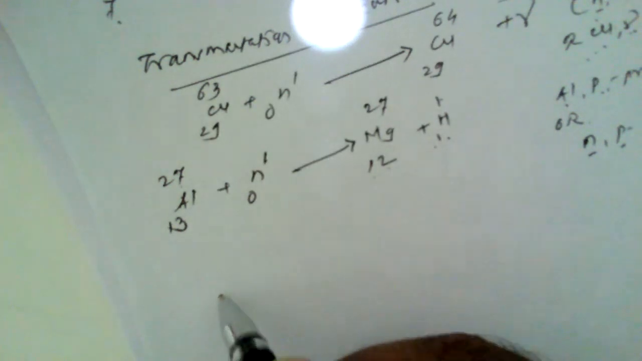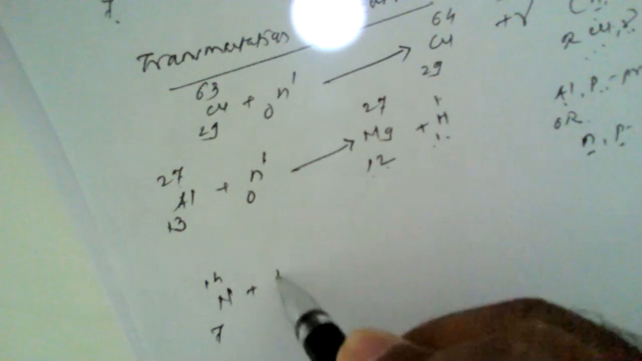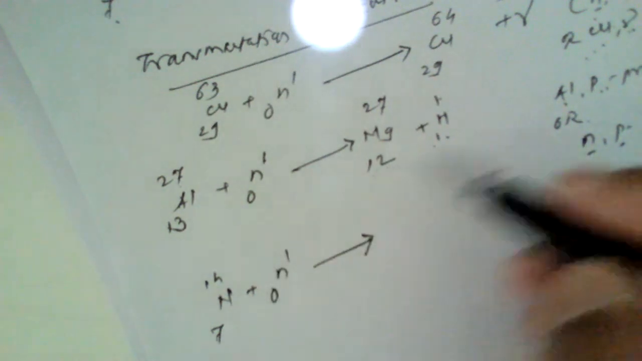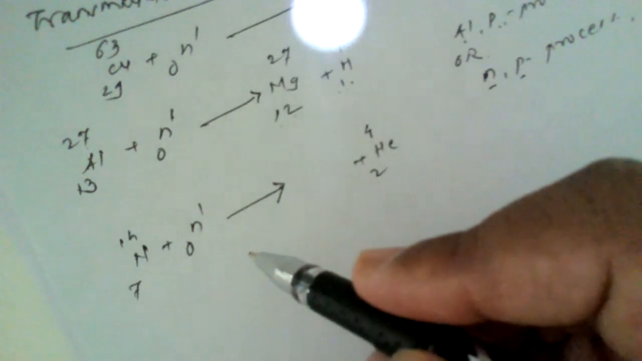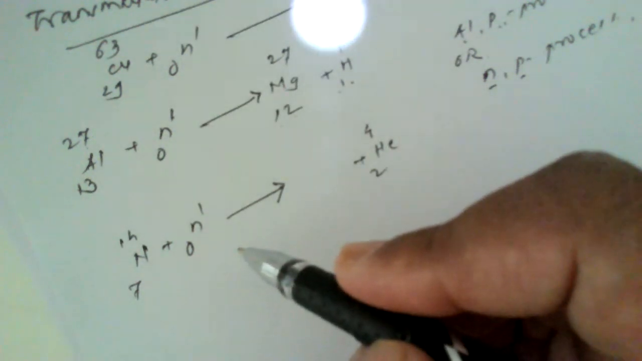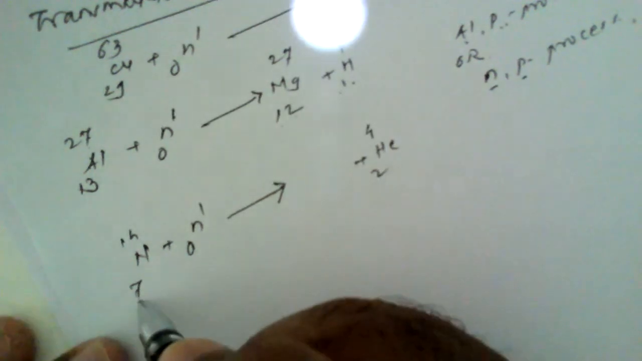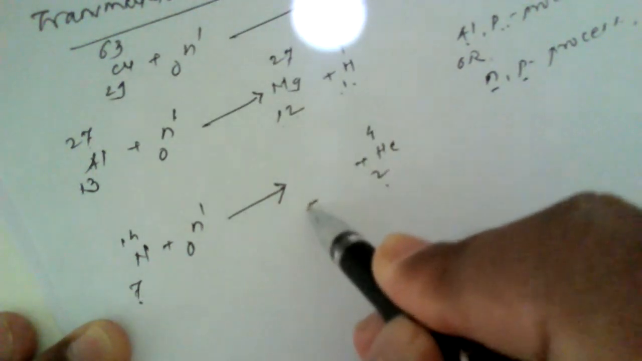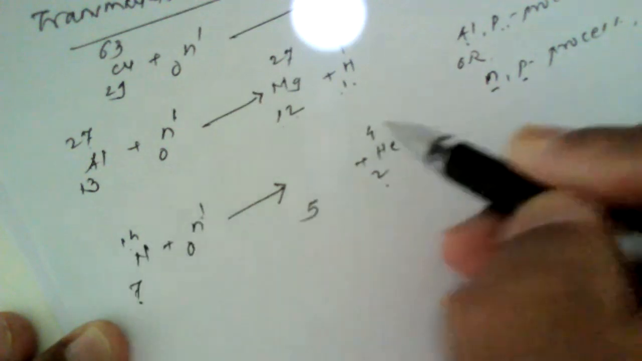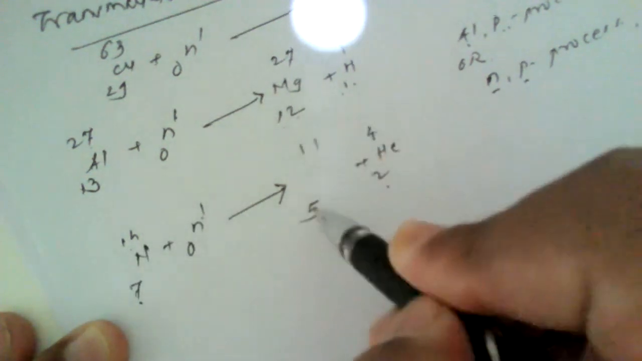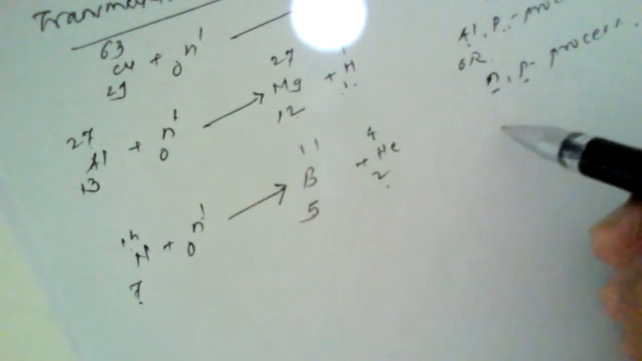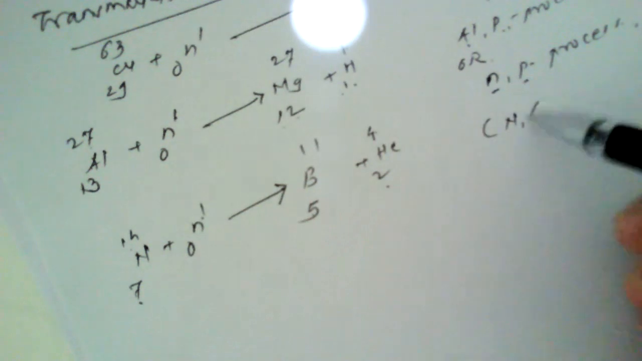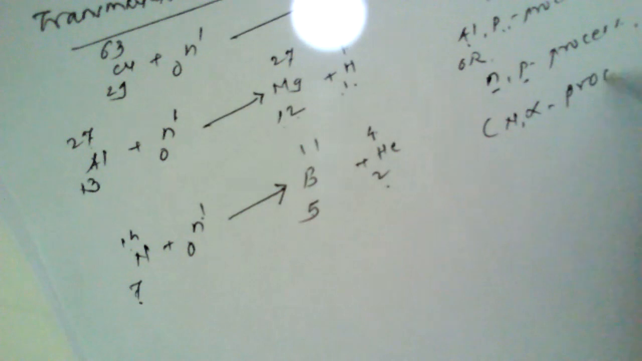Take for instance another example, nitrogen-14 (7N14), where neutrons are again used. During this process, if an alpha particle is ejected, we have to arrive at the product of the main reaction. To arrive at the product, 7 minus 2 is 5, 14 plus 1 is 15, minus 4 is 11. Atomic number 5 is boron. So boron is obtained, and here how can we write? This is a nitrogen-alpha process.